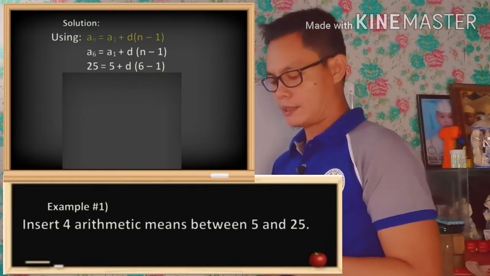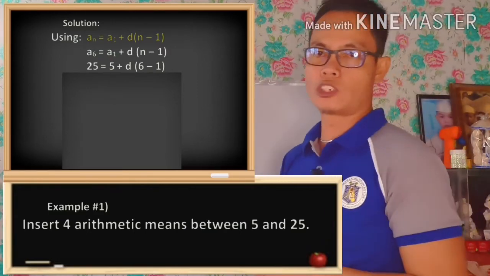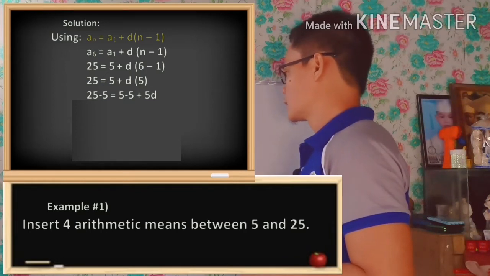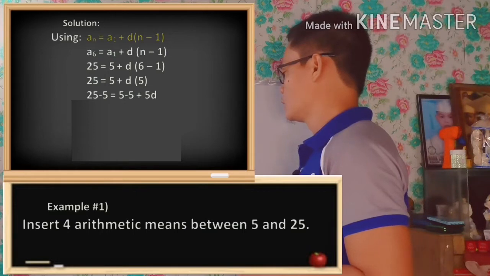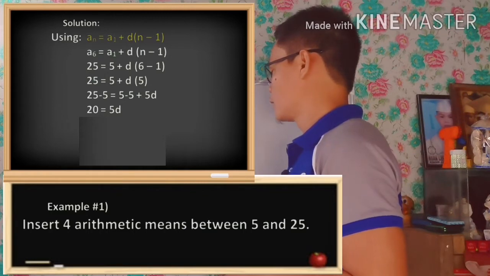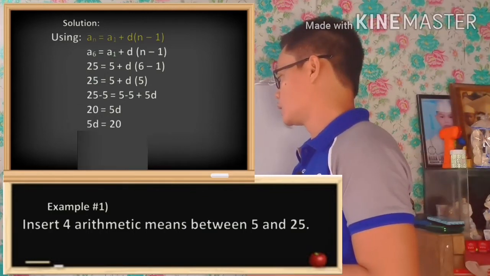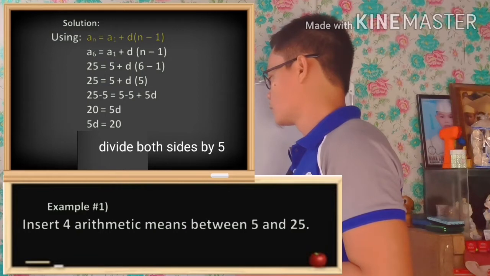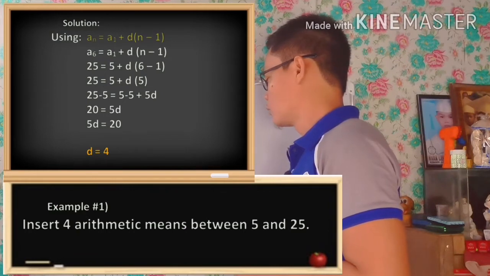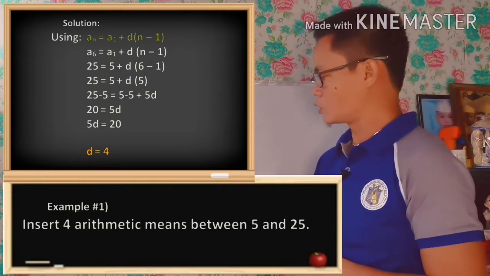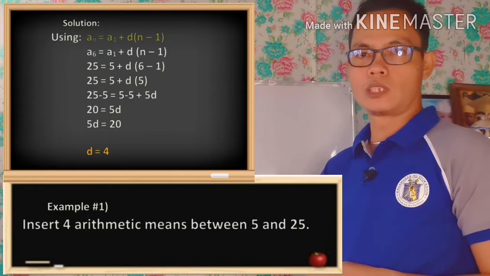Using the basic method of transforming an equation, eliminate this by subtracting 5 from both sides, plus 5d, so that this will be eliminated. We have here 20 equals 5d. We rewrite it as 5d equals 20. In this case, we divide both sides by 5, so we have the common difference of 4. Okay, that's for the common difference. The problem that we have here is already solved.